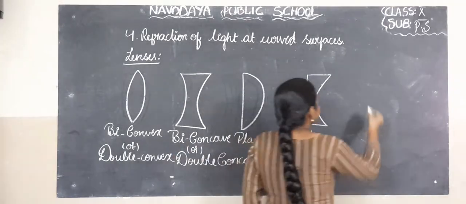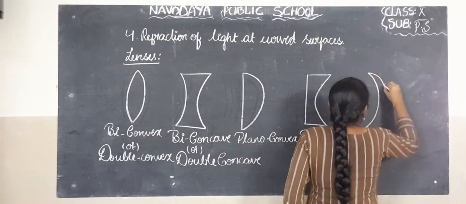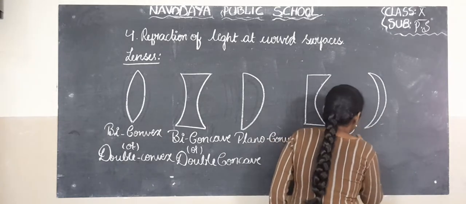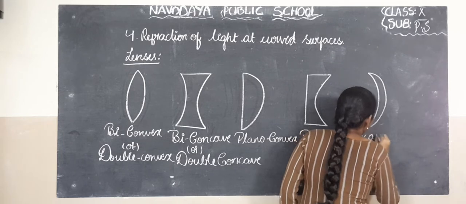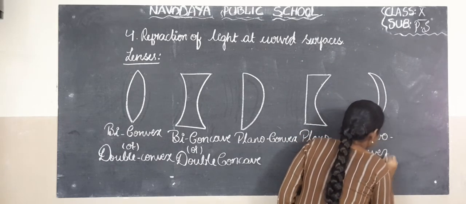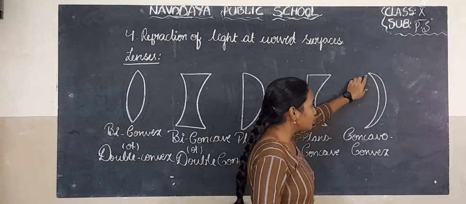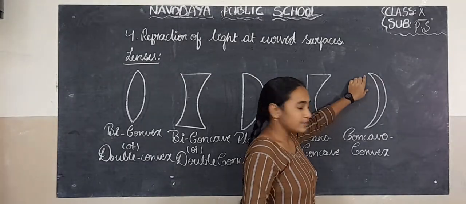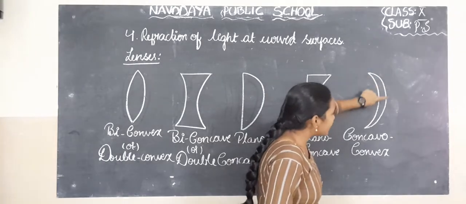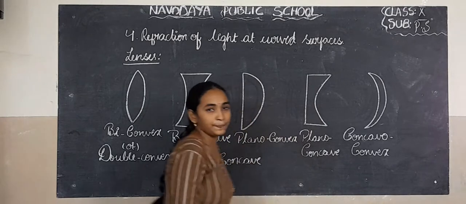Now fifth one. It is concavo-convex lens. Concavo-convex lens means the lens having two curved surfaces, where one curved surface is curved inward and one curved surface is bulged outward is known as concavo-convex lens.